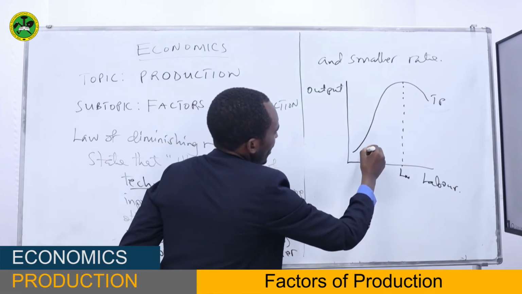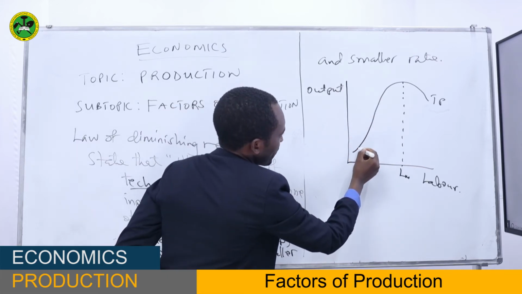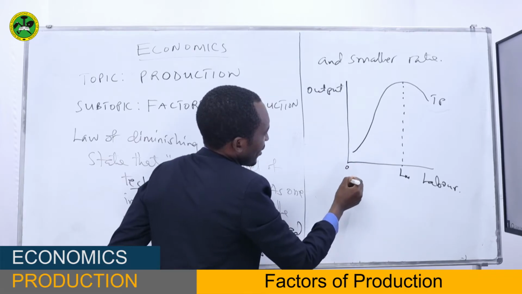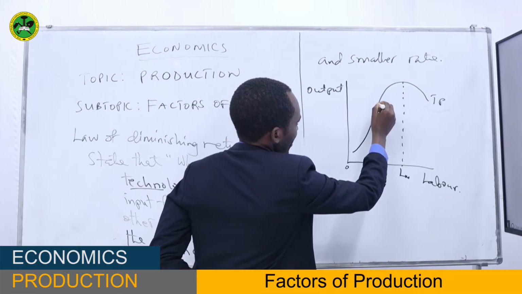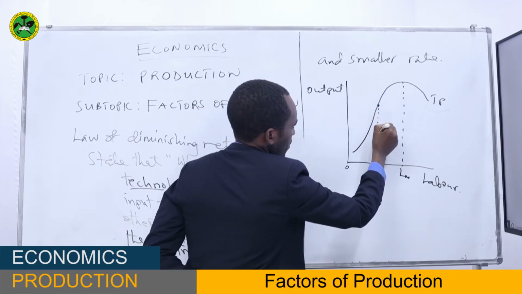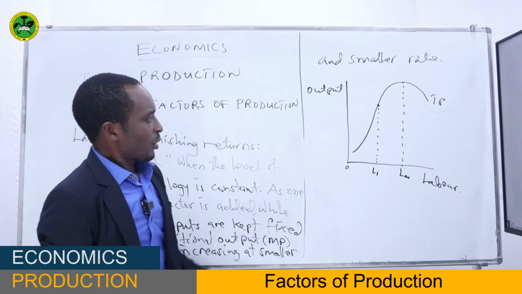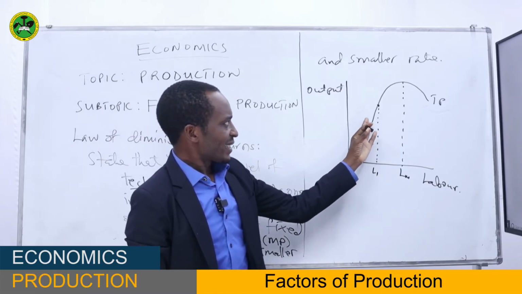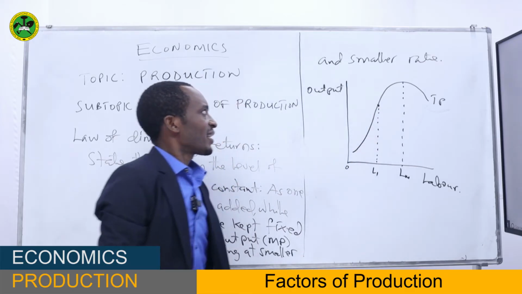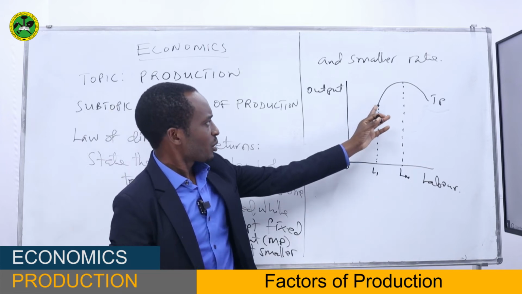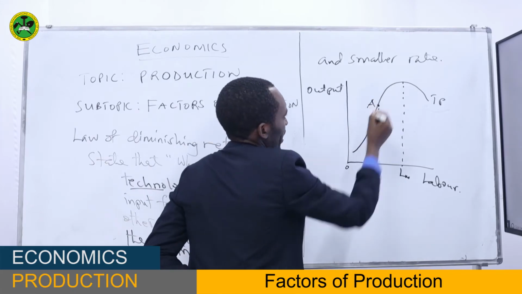Now, when this total product is increasing at an increasing rate, let's say from O up to L1, say. So the output is increasing at an increasing rate, and at this point the output starts to increase at a decreasing rate. So the law of diminishing returns will start to operate at this point, let's say at a point A.